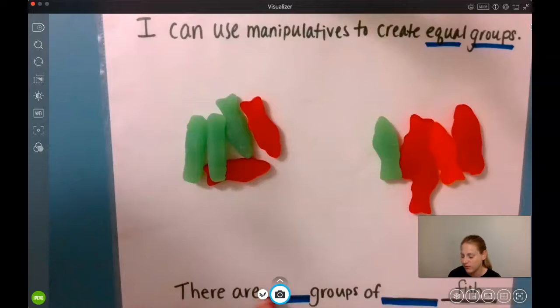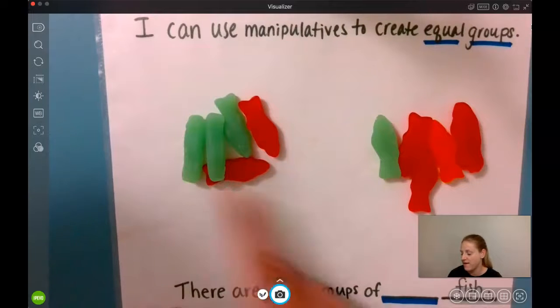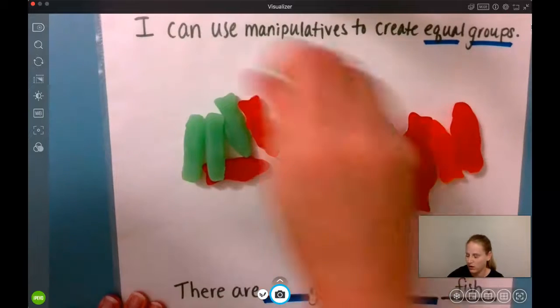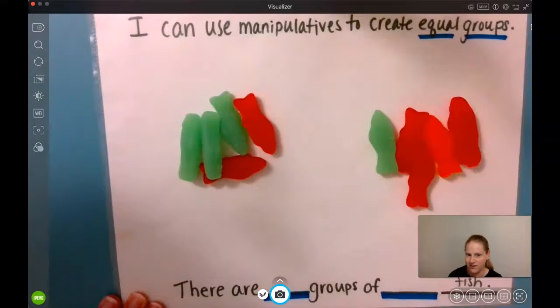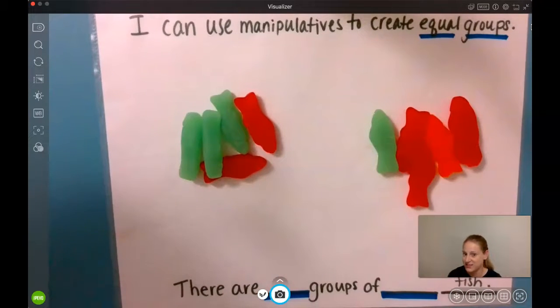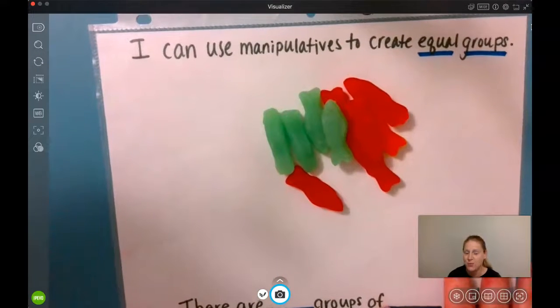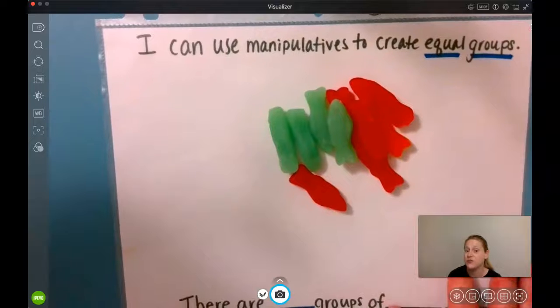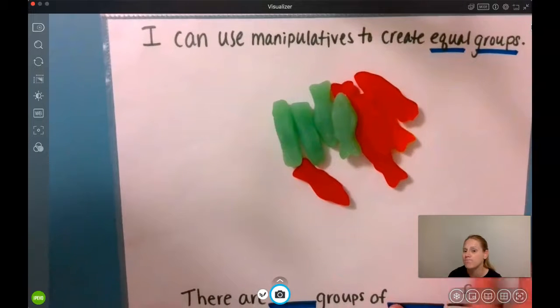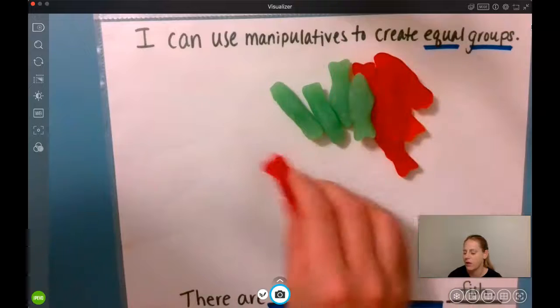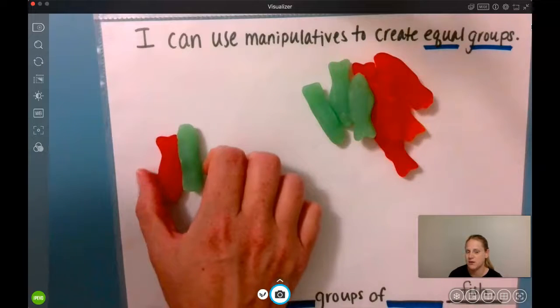Everyone say it with me. 1, 2, 3. There are 2 groups of 5 fish. And I can see one group here and one group here. Nice job, scholars. Last challenge of the day. Take these 10 fish, same 10, but now I want you to make groups of 2. Thumbs up when you've done that. We're making groups of 2.